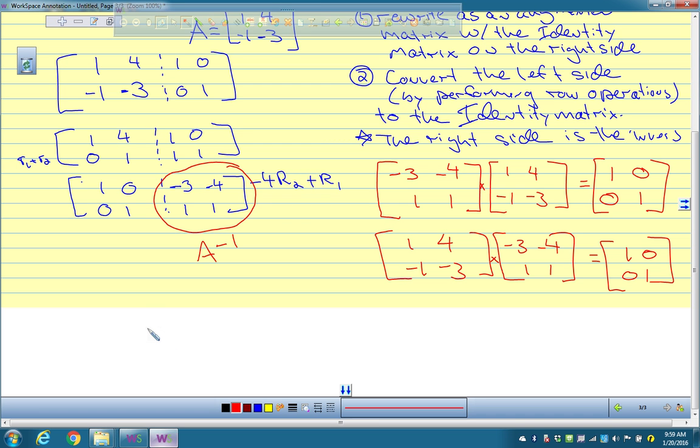So there is a shortcut formula. Whether you want to use it or not is up to you. But there's a shortcut formula for a 2 by 2. Okay? I'm going to show you what that formula is.